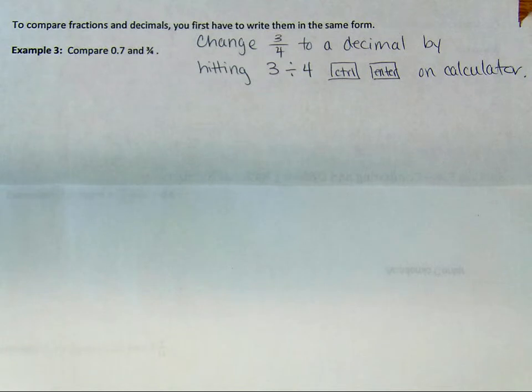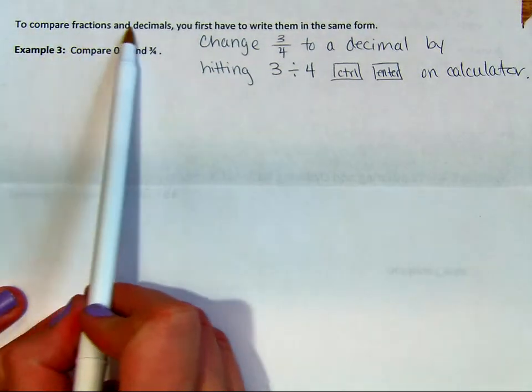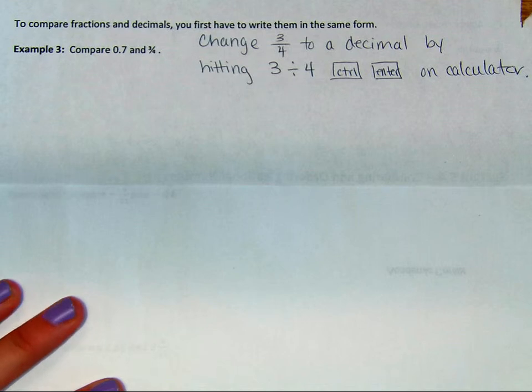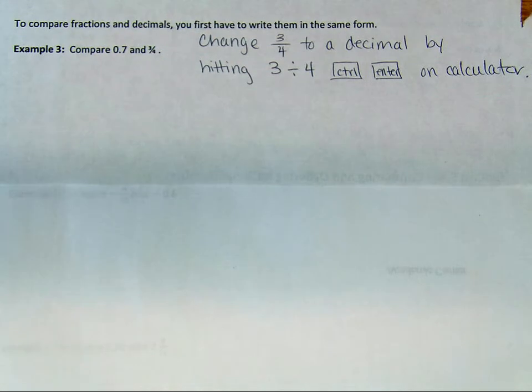In this next video, we're going to talk about how to compare decimals and fractions. In the previous video, we were working with only fractions. But how do you compare a decimal with a fraction? Well, to compare fractions and decimals, you first have to write them in the same form. So you either need to get them both to be fractions or both to be decimals.